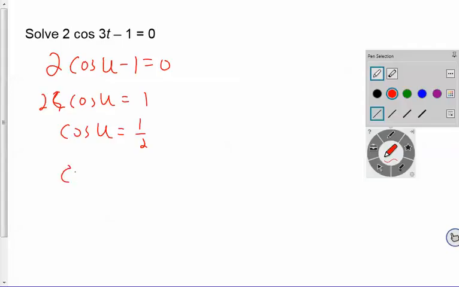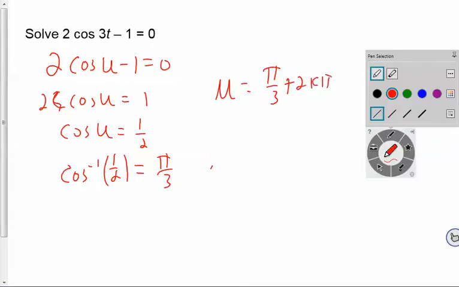So the arc cosine of a half. Where on my unit circle is the cosine equal to a half? Okay, so one place I know for a fact is pi over 3. And since cosine is even, its inverse works too. So we got u is equal to pi over 3 plus 2k pi, and u is equal to negative pi over 3 plus 2k pi.